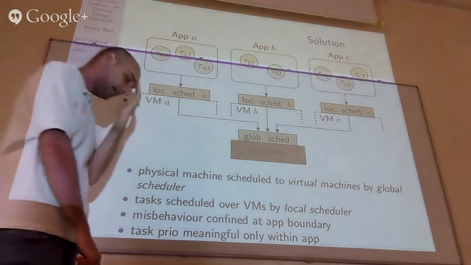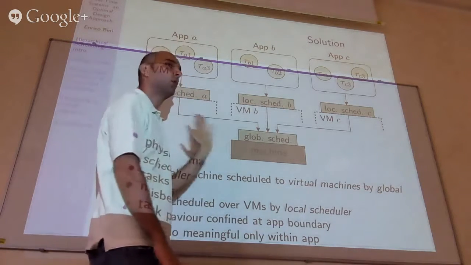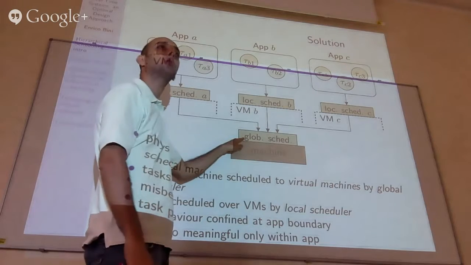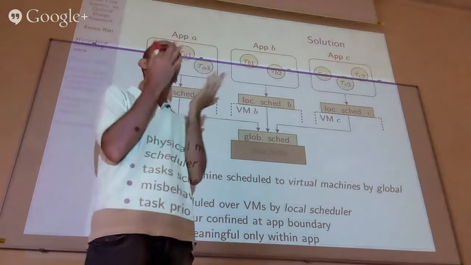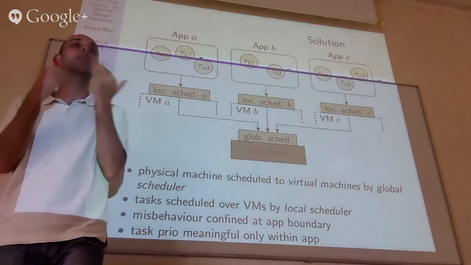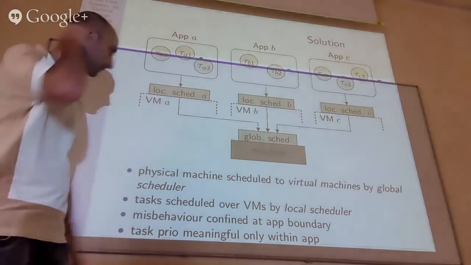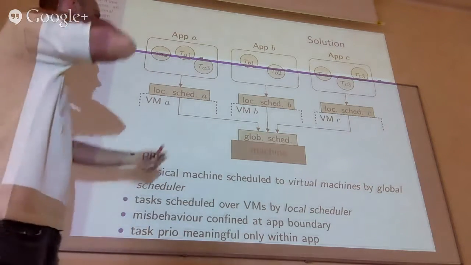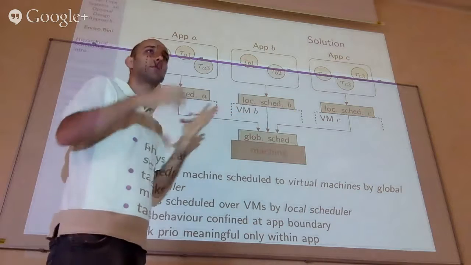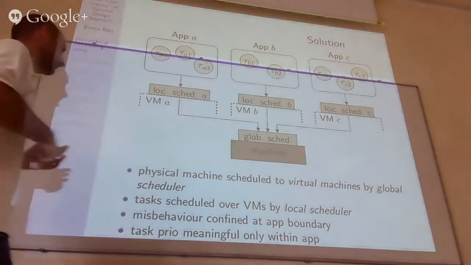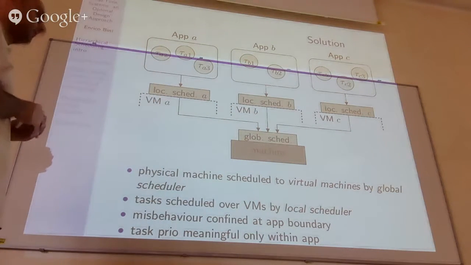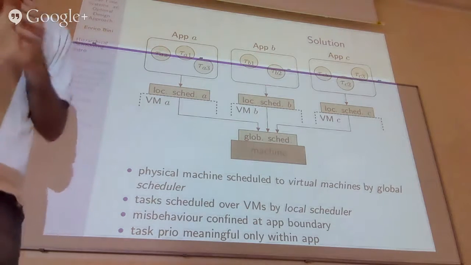I don't understand. Rate of what? When you say rate monotonic here, rate monotonic with respect to what? What's the rate? When you have fixed priority, then you can set priorities among virtual machines. Sorry, I forgot about your question.